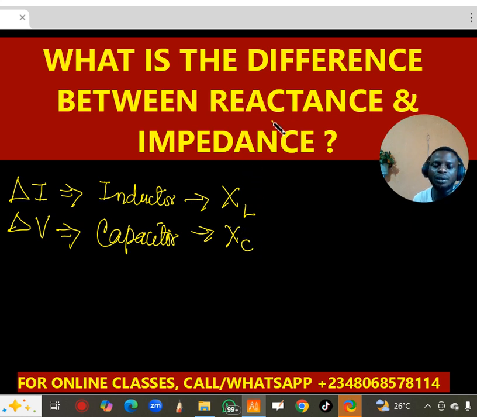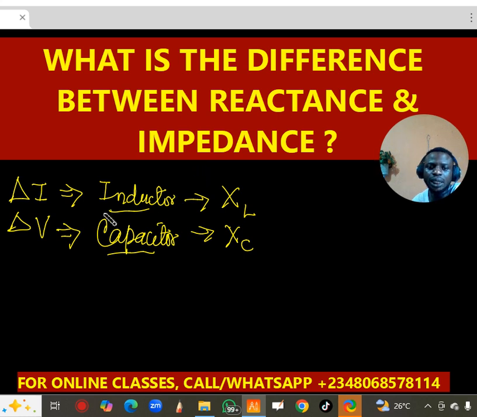So in a nutshell, reactance is an opposition to a change in either current or voltage by just one component. It can be an inductor, it can be a capacitor. So that single counter effect that results whenever there is a change in current or voltage is what we call reactance, and it can come from an inductor or a capacitor. Hence, we have two kinds of reactance: inductive reactance and capacitive reactance.